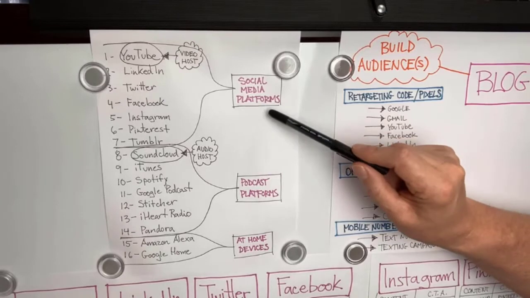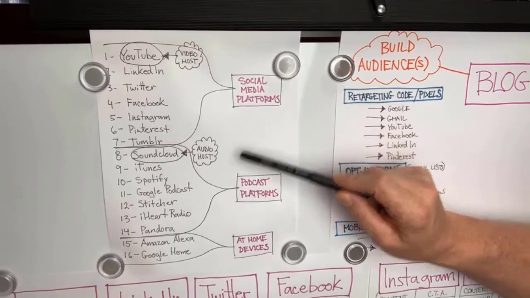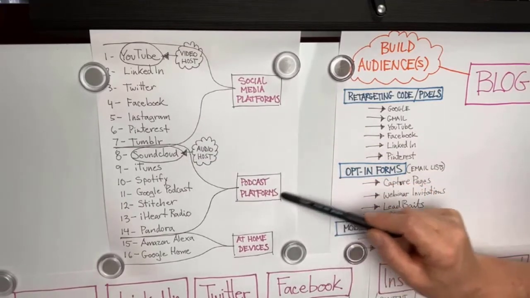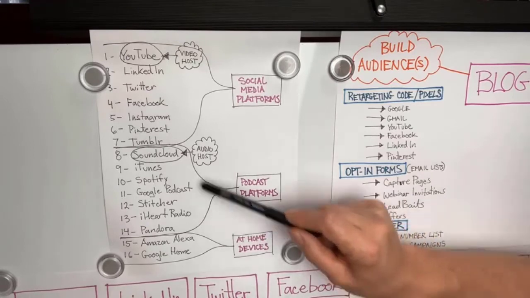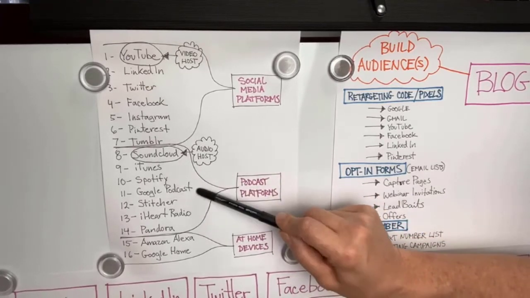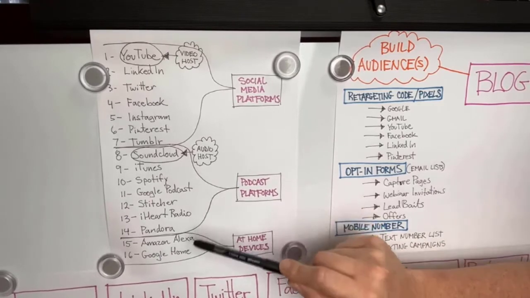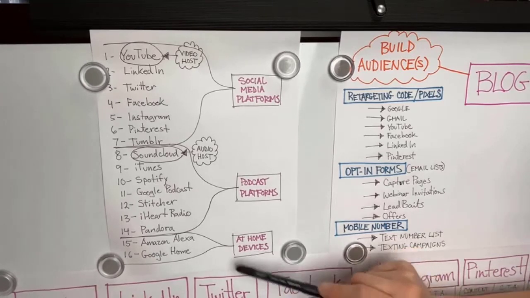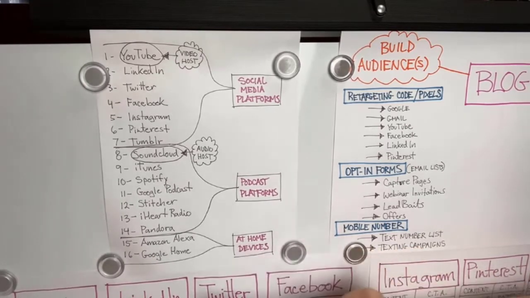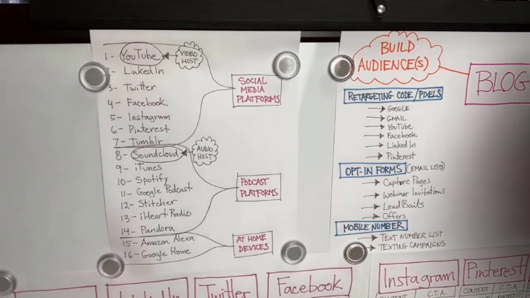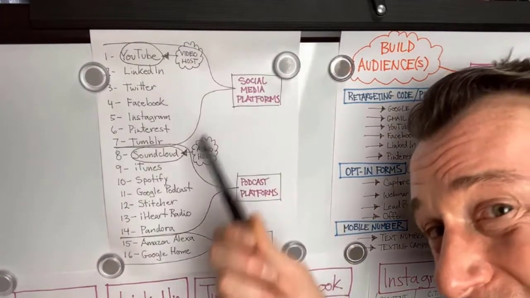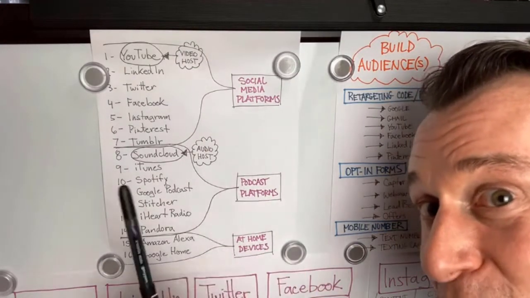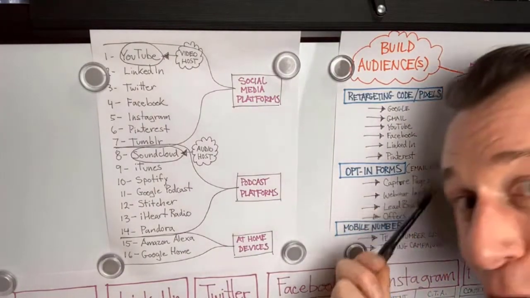Now, as you can see here, these are the social media platforms: YouTube, LinkedIn, Twitter, Facebook, Instagram, Pinterest, and Tumblr. These are the podcast platforms: SoundCloud, iTunes, Spotify, Google Podcast, Stitcher, iHeartRadio, and Pandora. And these are the at-home devices, such as the Amazon Echo, the Alexa, and the Google Home device. If you're asking yourself, do I actually go to all these platforms with my one piece of content? The answer is yes, absolutely. Now let me use the magic of video to center the next page over here.